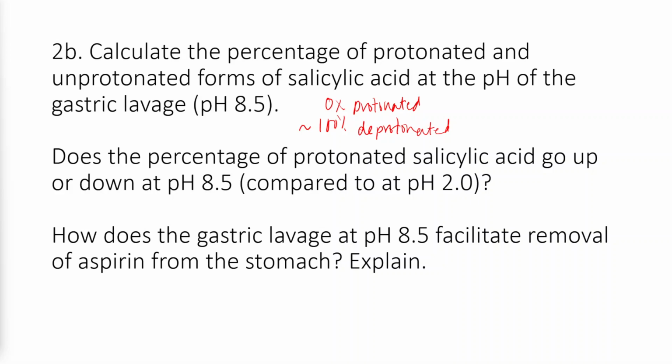I just answered the next question for you. Does the percentage of protonated salicylic acid go up or down at pH 5? Everybody? Yeah, it goes down. So, how does our gastric lavage at pH 8.5 facilitate the removal of aspirin from the stomach? Anybody want to give that a shot at explaining why that works or how that works?